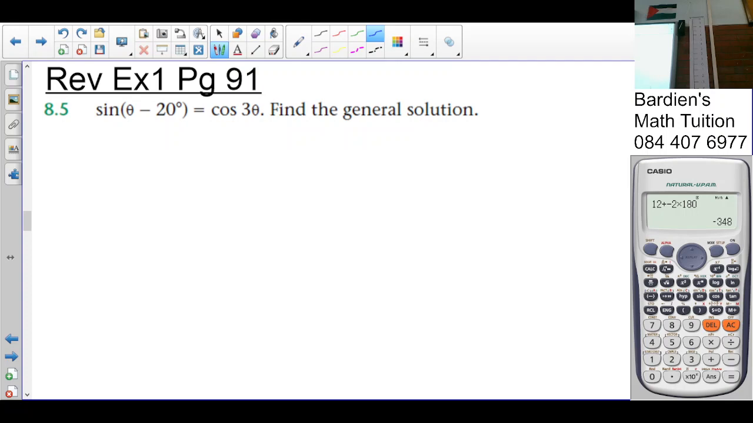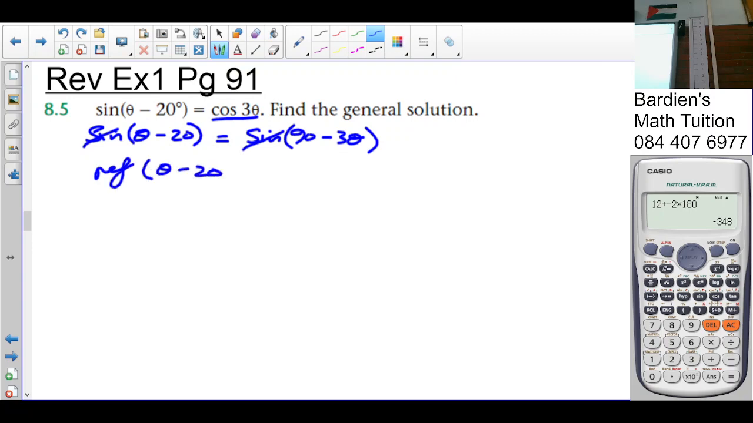However, we know that this can be sine of theta minus 20. If I could let this be sine, then I can just drop the signs. So there you go, sine of what? 90 minus 3 theta. There you go, see, you got both signs. So what do I say now? Reference, theta minus 20 is equal to 90 minus 3 theta.